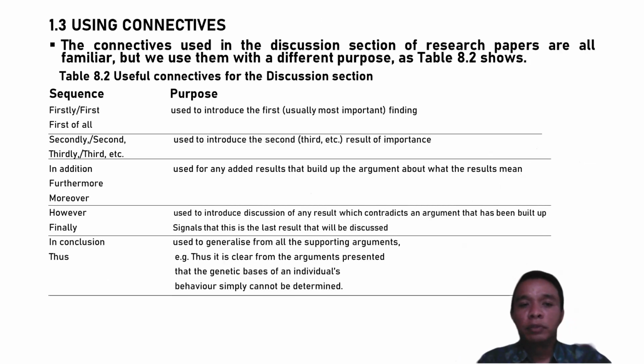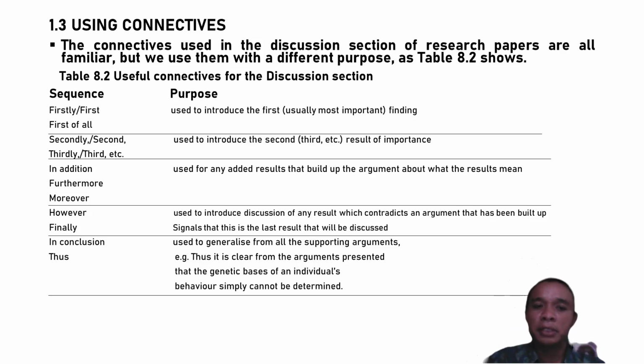Let's move to the second one about using connectives. The connectives used in the discussion section of research papers are all familiar, but we use them with a different purpose, as Table 8.2 shows. Table 8.2, useful connectives for the discussion section. In using connectives, there are sequence and purpose. Maybe you have known that, about the sequence and purpose.